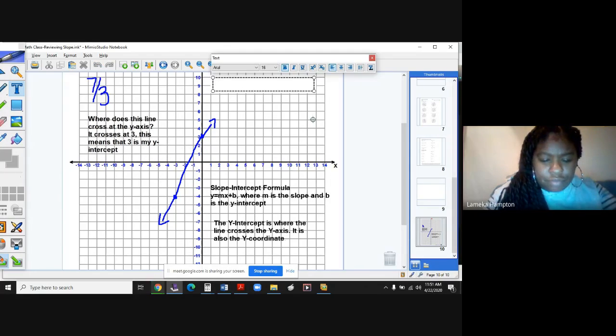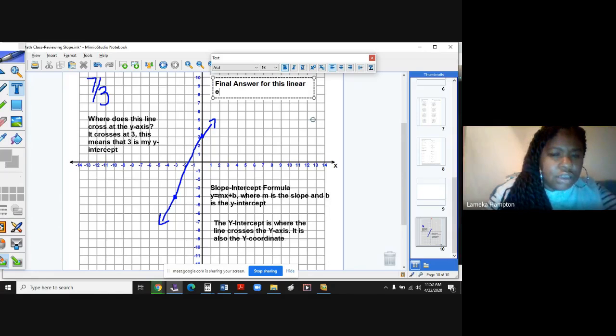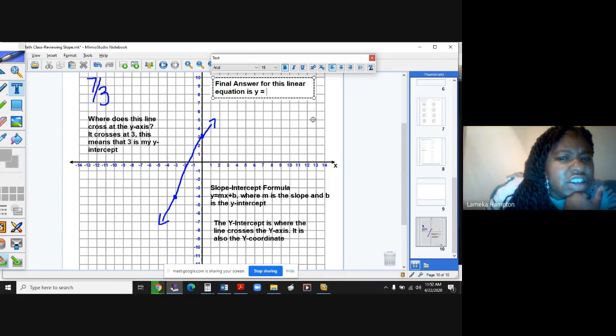Okay, so my final answer for this linear equation is y is equal to, and what was my slope again? What's my slope again?